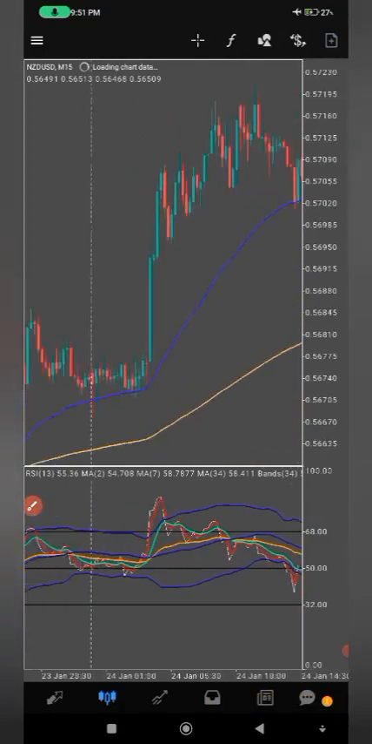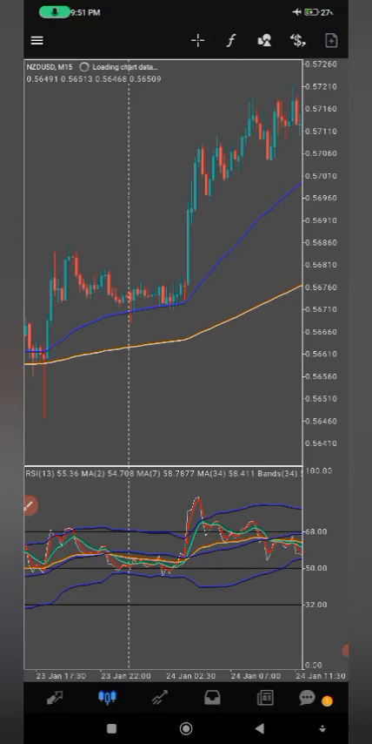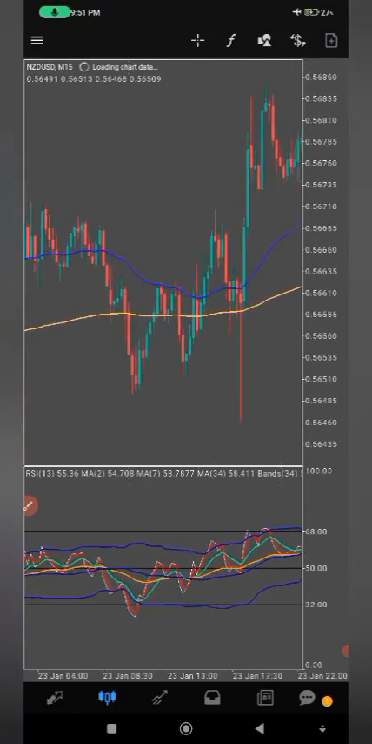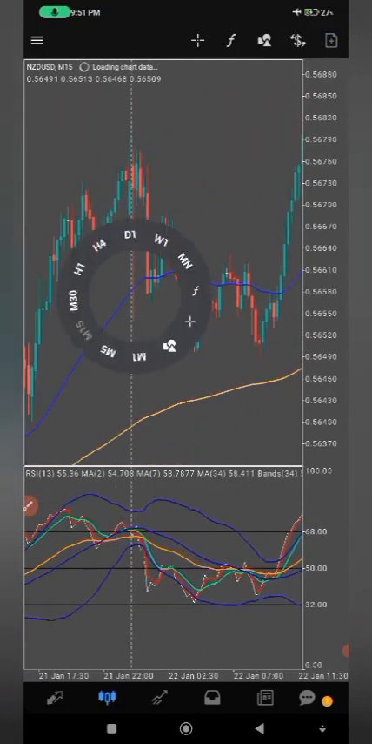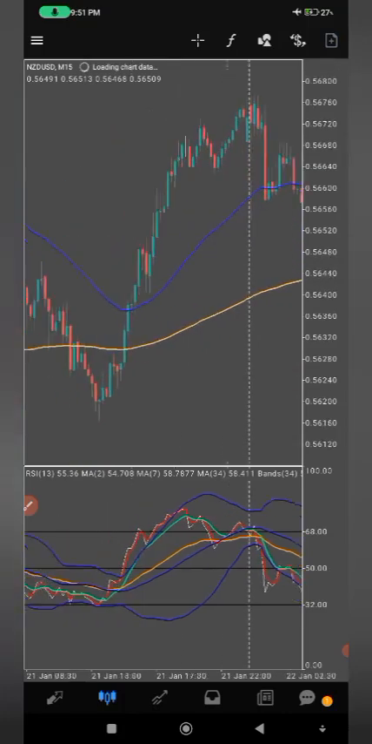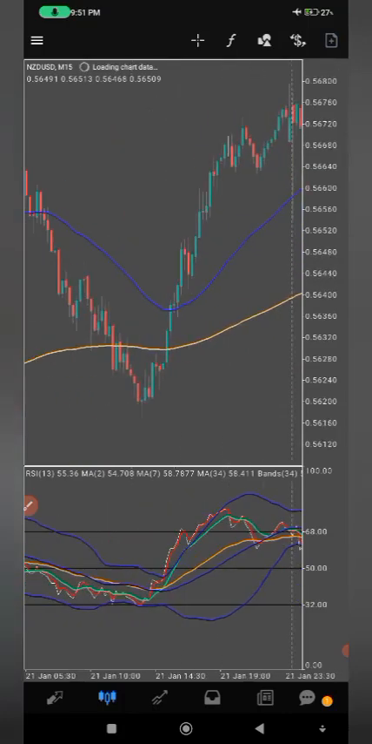So we see that the patterns actually go along with the trend. If we can actually understand this, you can be able to trade perfectly. Why? Because price will definitely follow the patterns.